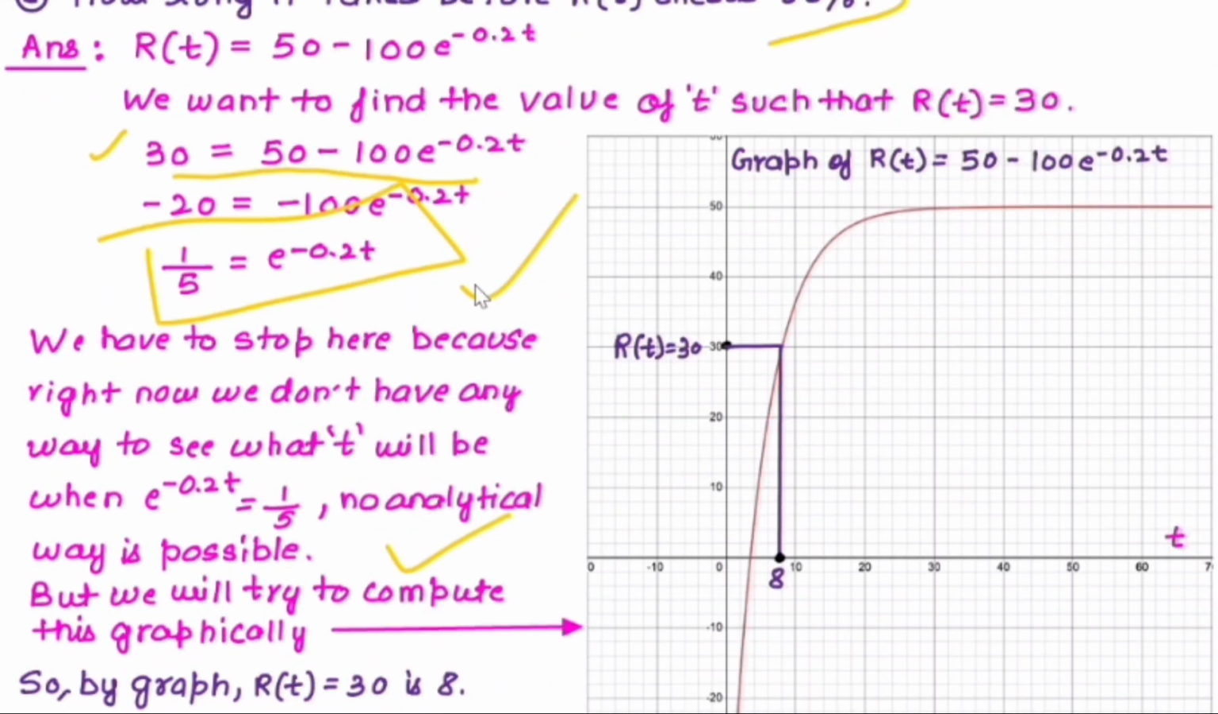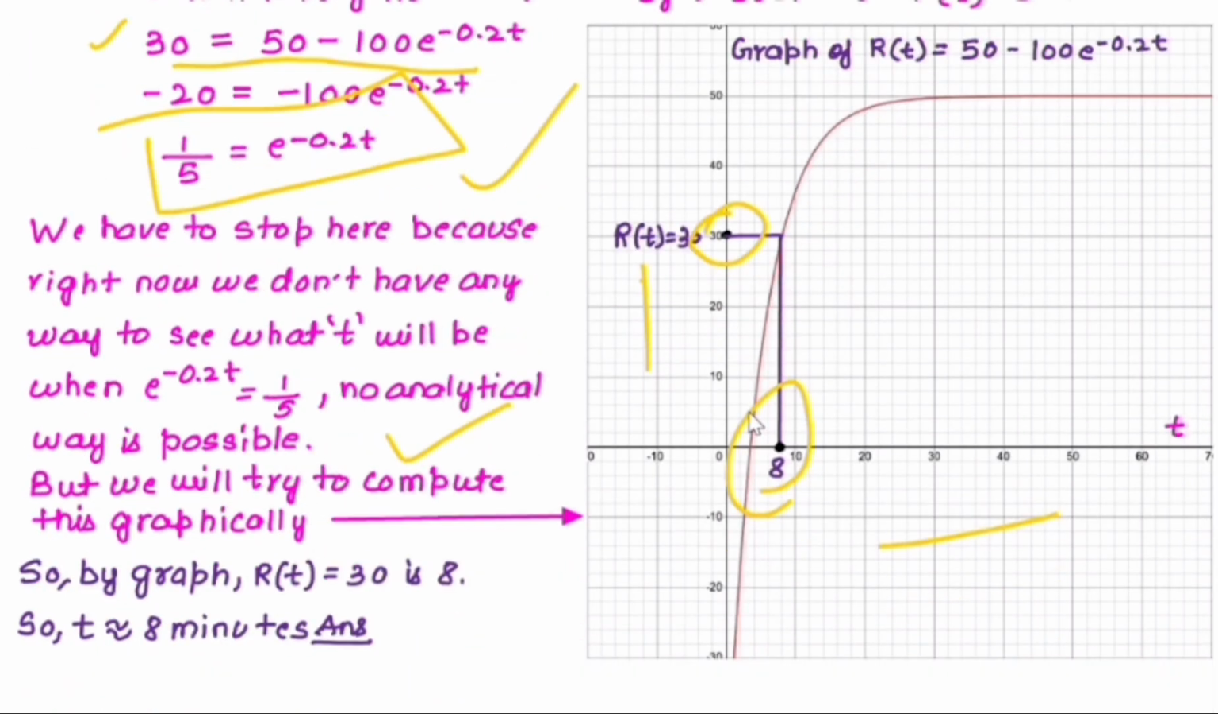Okay. So let's make the graph of e raised to negative power. So the graph will be like this. By graph you will see that you'll plot RT on the y-axis and time on the x-axis. So by graph you'll check when your RT is 30, what value you're getting? It's marked as 8. So your answer, your time, is 8 minutes.